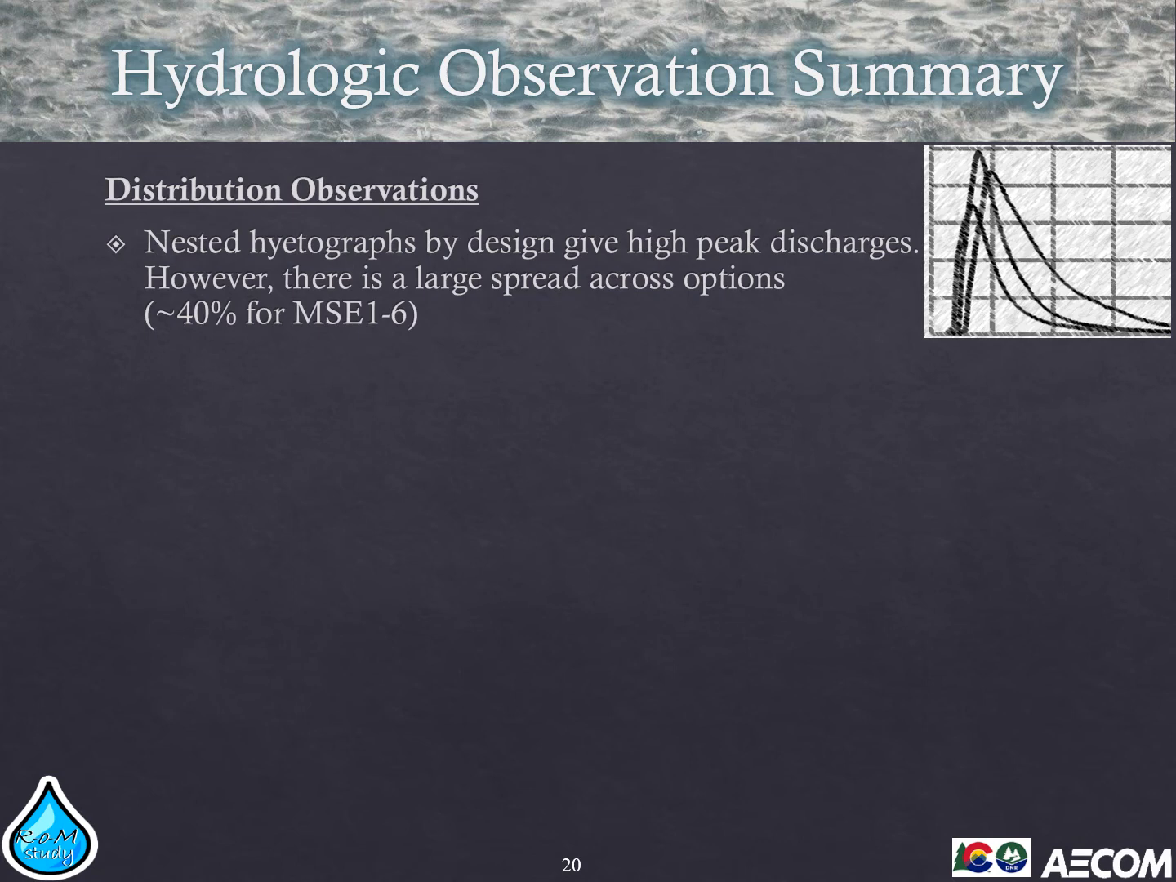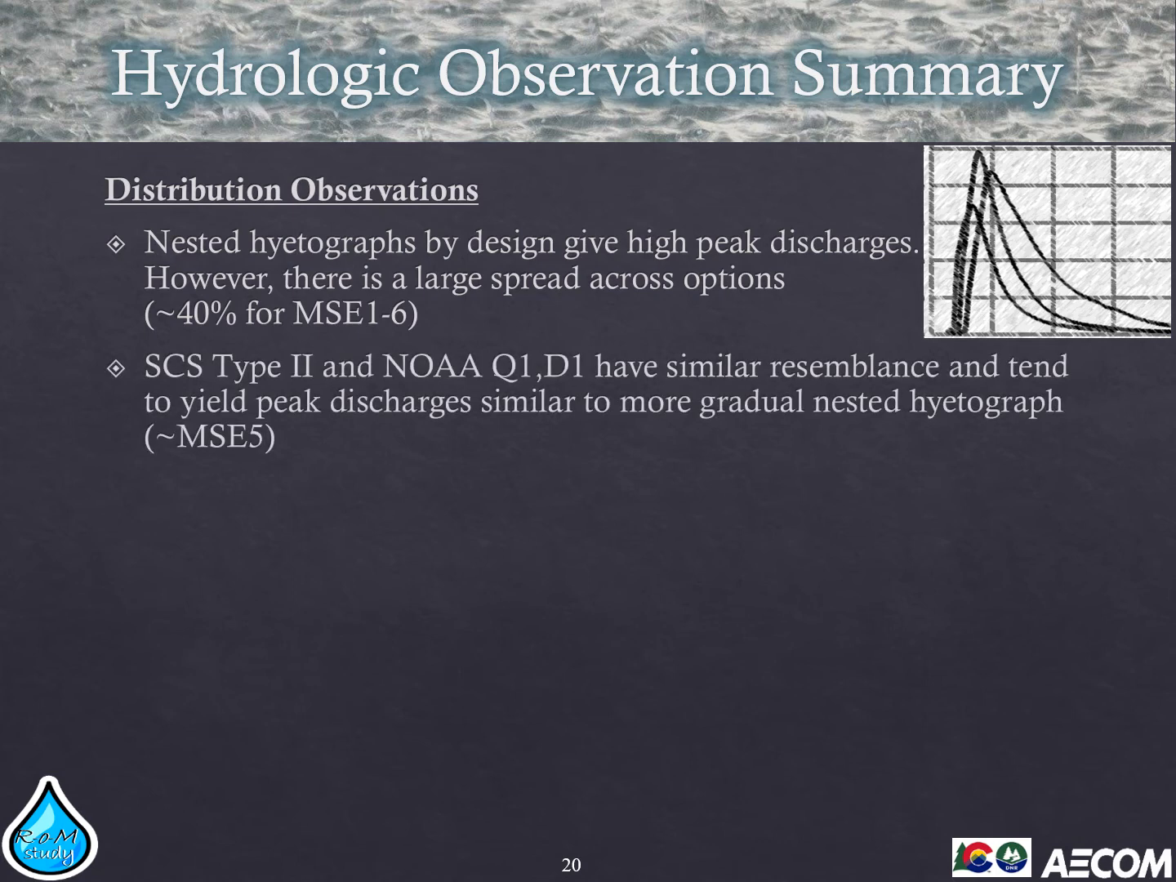Looking at observations now for distributions, the nested hydrograph by design is supposed to give higher peak discharges pretty much everywhere across the model because it's incorporating the highest intensities. However, even within the distribution that you select, there's a large spread across those different options, so be sure that you're selecting the right one.